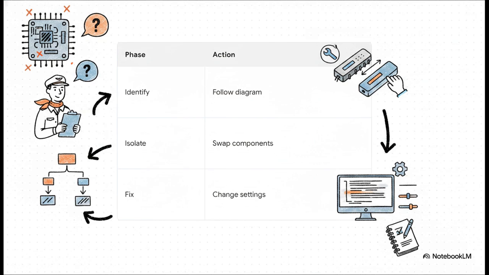You start with the identify phase by following your flow diagrams. Then you isolate the issue by checking connections or swapping in known working components. Finally, you fix it by changing the software or settings. Documenting this step-by-step troubleshooting process is honestly some of the best evidence of learning you can possibly provide.